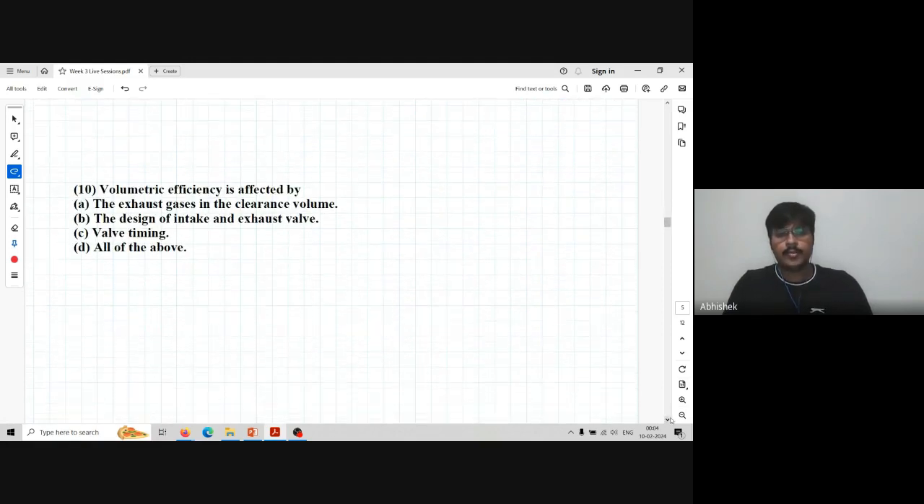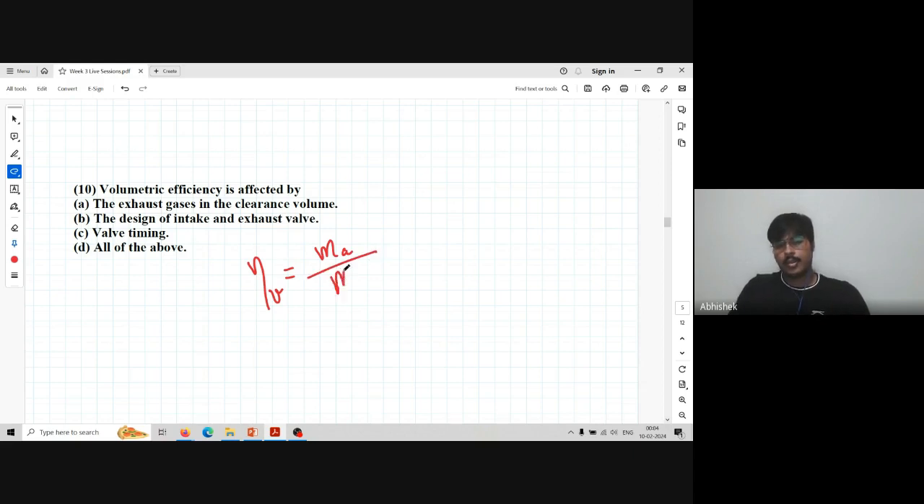Then the next is, the volumetric efficiency is affected by exhaust gas in the clearance volume, the design of the intake and the exhaust valve timing, all of the above. Just answer from basic knowledge. When will the volumetric efficiency increase? What is volumetric efficiency? First of all, tell this one. I hope you remember, it is the actual mass of air that is stored in the cylinder by the displaced. I am writing in mass, you can write in volume. Actual volume by displaced volume, the stroke, the total amount of volume, swept volume, we call it.